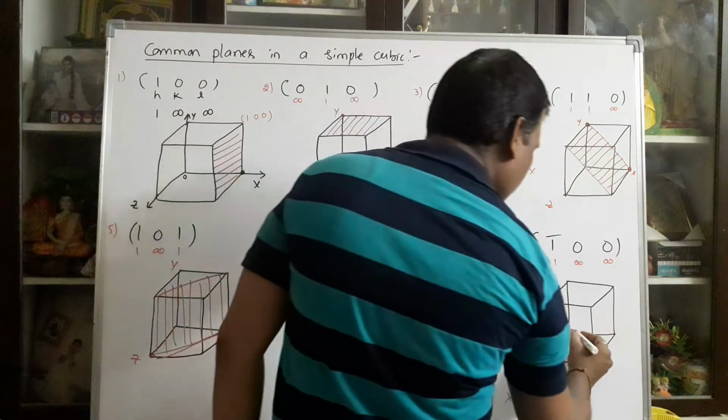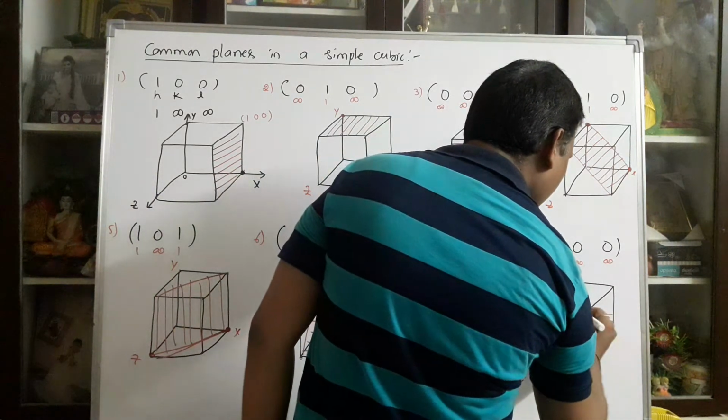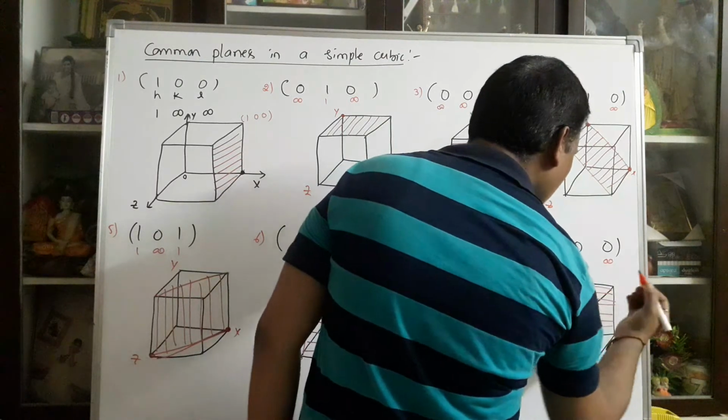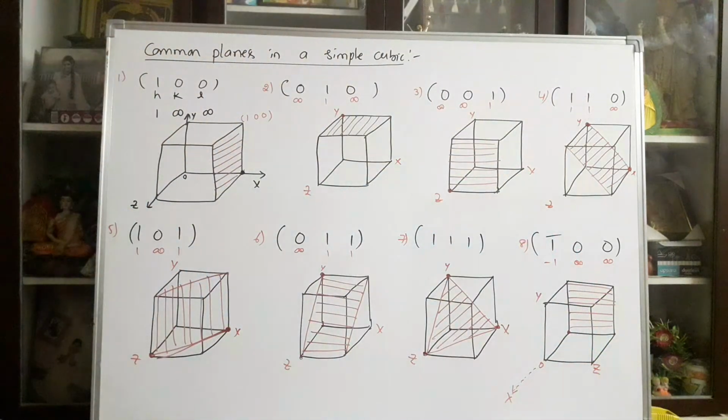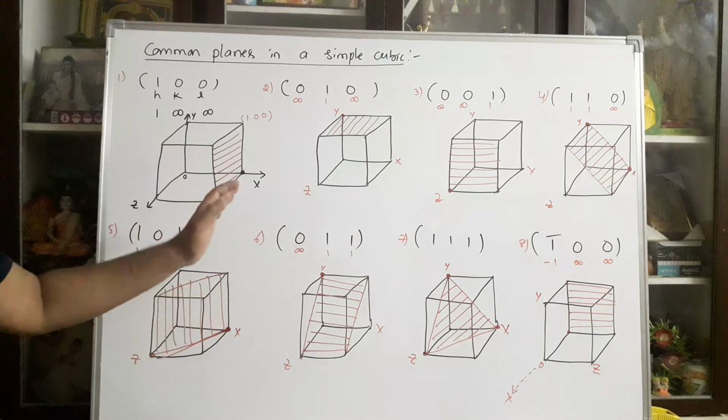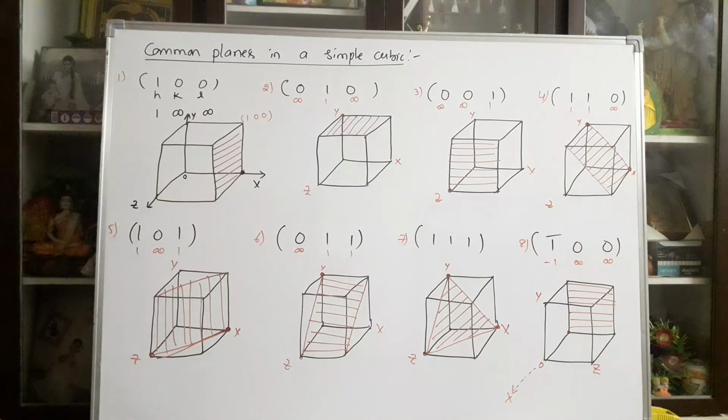The backside face indicates the 1 bar, 0, 0 plane. Nothing but minus 1. Intercepts are minus 1, infinity, infinity. These are the planes drawn in a simple cubic structure. These are common planes. You can draw anywhere, in any situation. That is the common planes you can draw in simple cubic structure. As you wish, you can draw any plane. Okay, that is the drawing of planes in cubic structure. Once again, please check it.